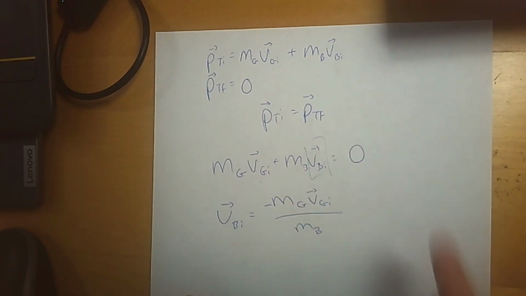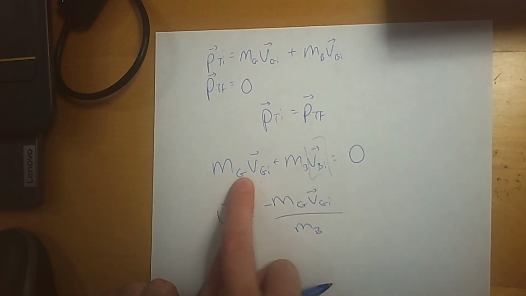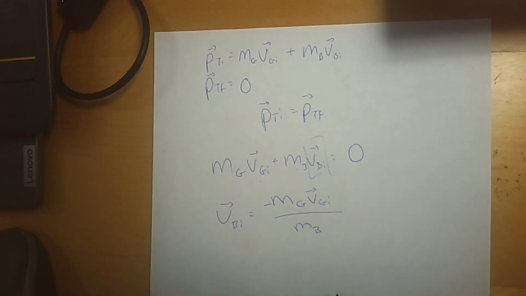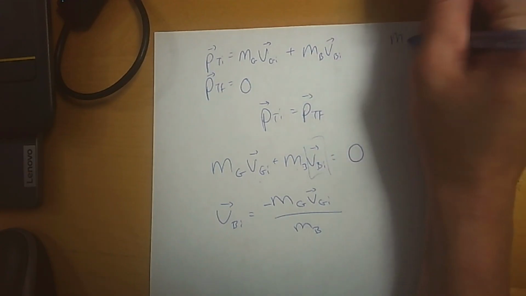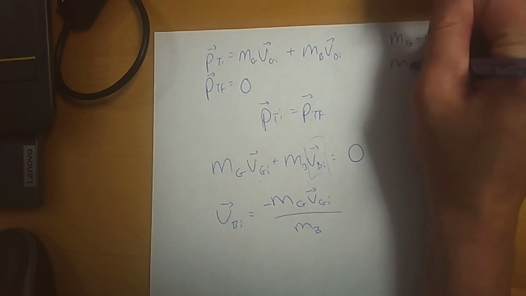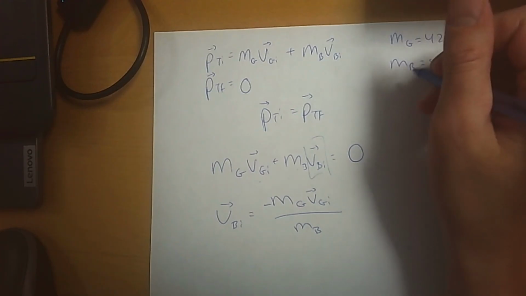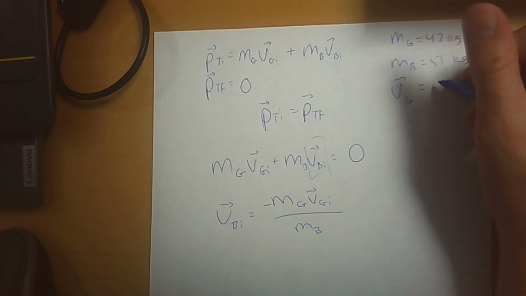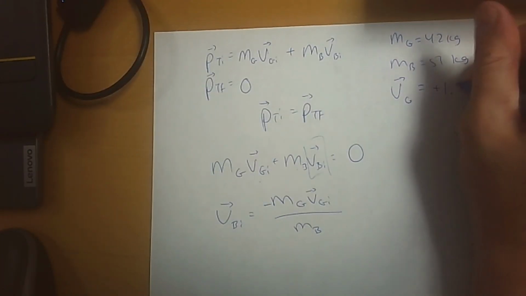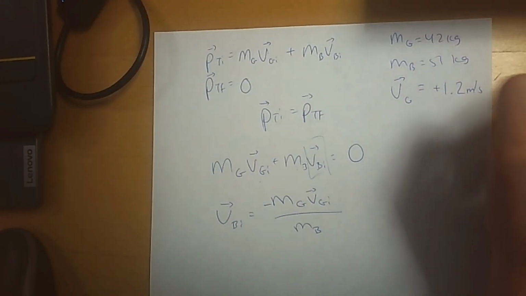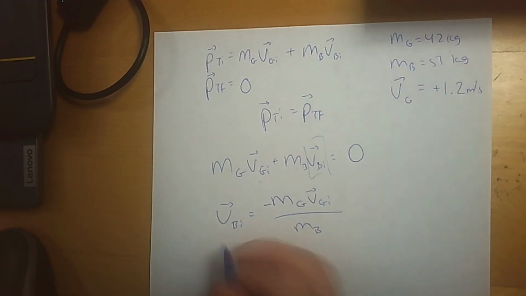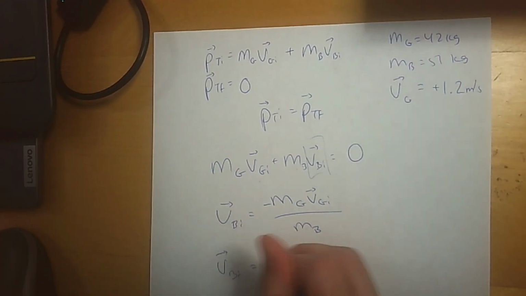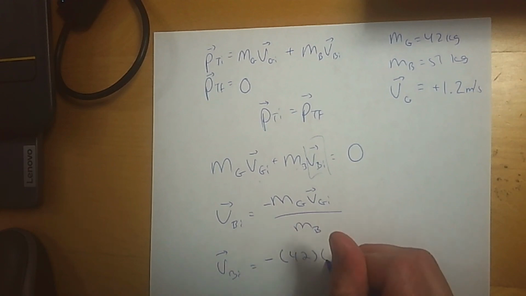I'm going to double check, make sure I isolated that properly. So subtract this term, divide by m_b. Great. And now I can go ahead and plug in. I'm told that the girl has a mass of 42 kilograms, the boy 51 kilograms. The girl is moving with a speed of 1.2 meters per second, and my diagram shows that she's moving to the right. So I have all my knowns, and I can go ahead and plug in. Negative, now we have 42 times 1.2 divided by 51.